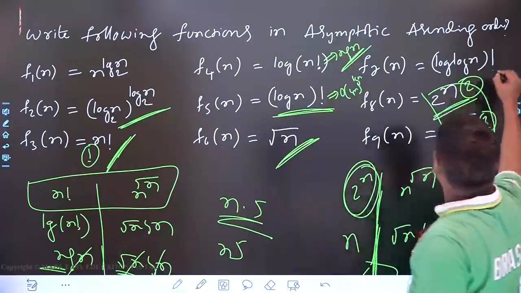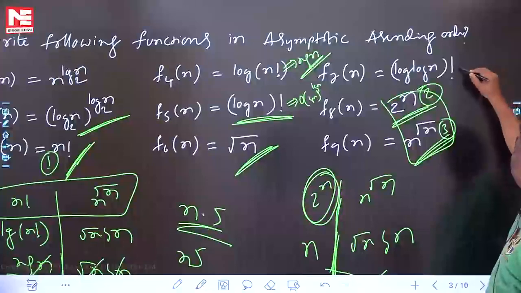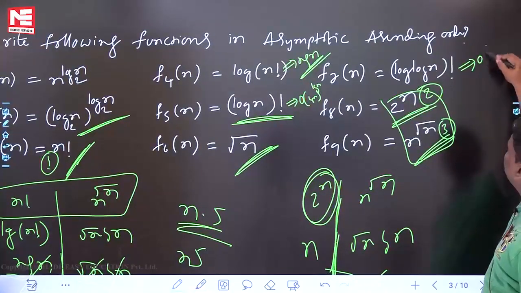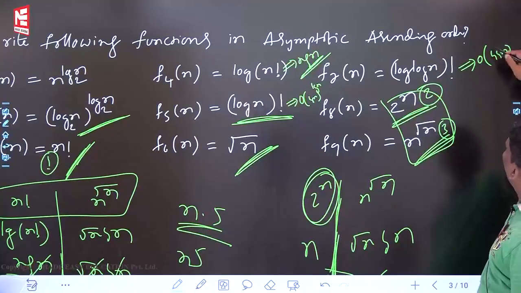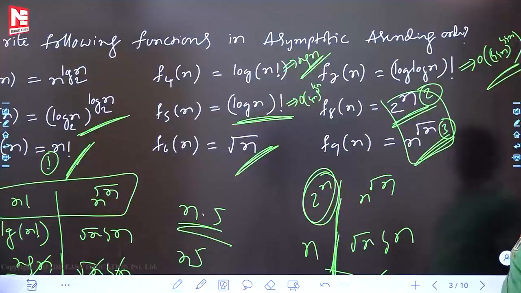This is log n factorial. Log n factorial, what is the upper bound? The upper bound of log n factorial is going to be log n whole power log n. This is the upper bound.